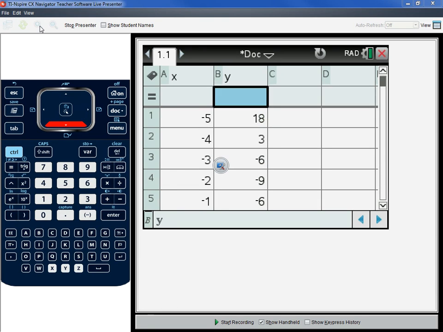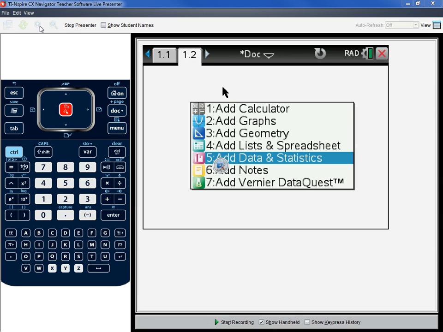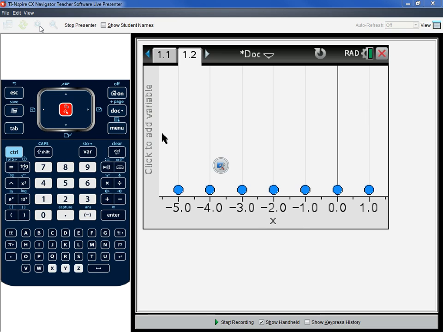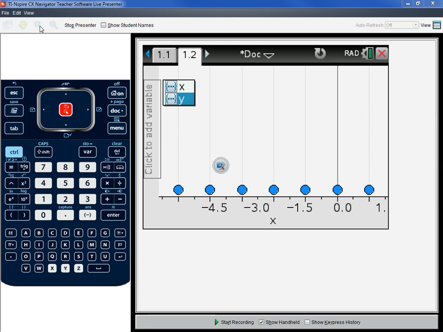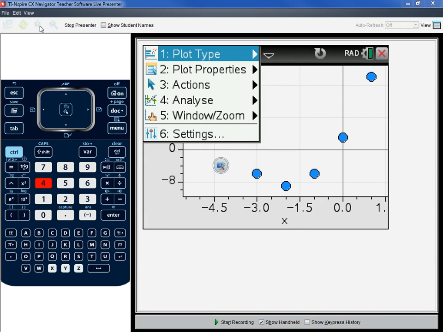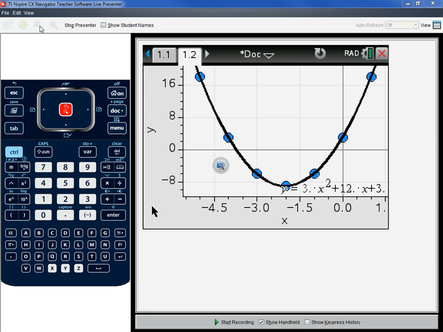Now I'm just going to go through here and make sure that I have entered all of that information right. -5, 18, -4, 3, -3, -6, -2, -9, -1, -6, 0, 3, and 1, 18. Now I'm going to add a page for data and statistics. Scroll to the bottom, click and select X. Scroll to the left, click and select Y. And now the parabolic shape has taken form, so I'm going to go to Menu, Analyze, Regression, Show Quadratic. So we got 3x squared plus 12x plus 3.